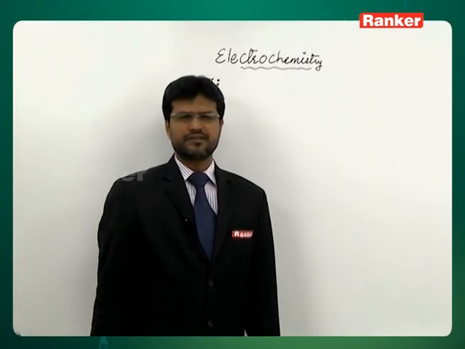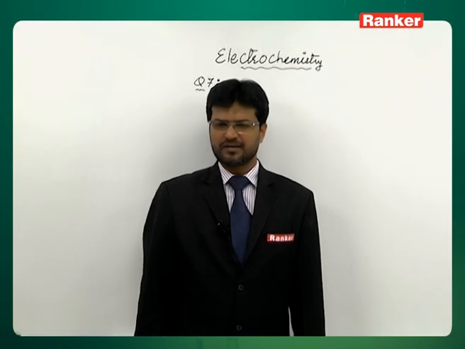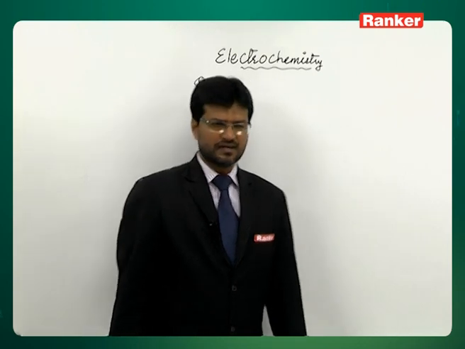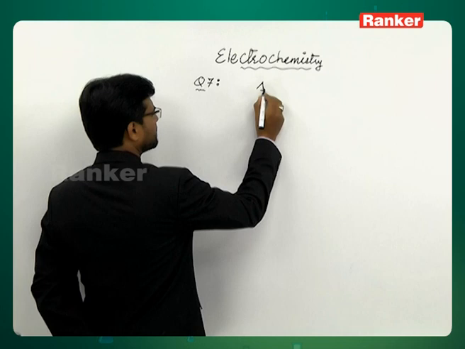Molar conductivities at infinite dilution of AgNO3, NaNO3 and NaCl are given as 116.5, 105.2 and 110.3 S centimeter square mole inverse respectively. The limiting molar conductivity of AgCl in S centimeter square mole inverse is. See, this is an application of Kohlrausch's law. Let us try to solve this.